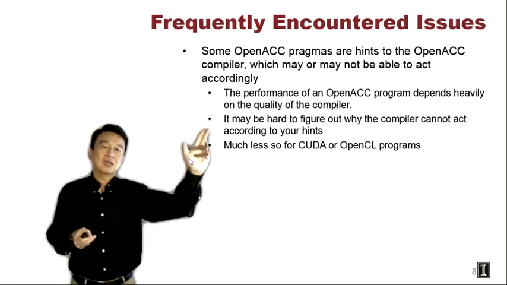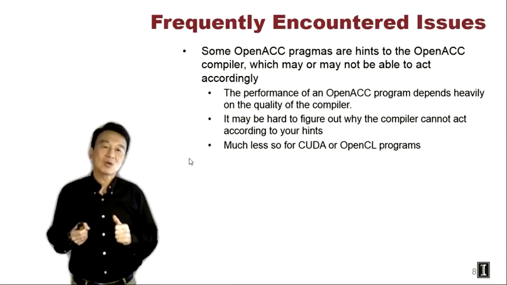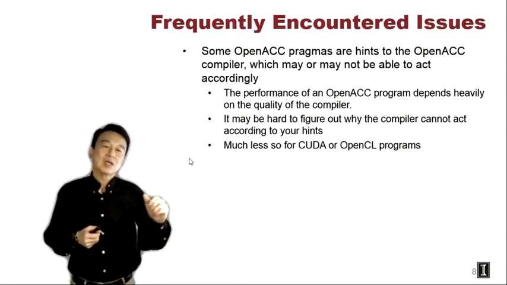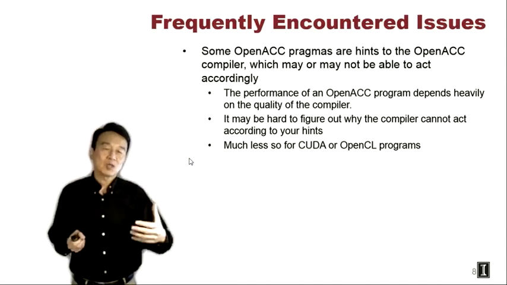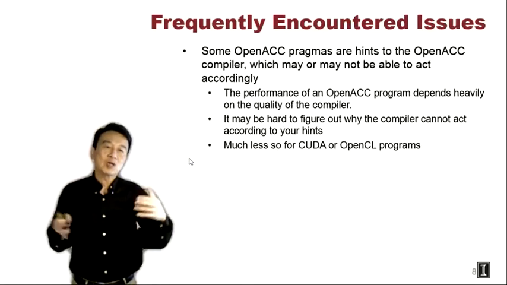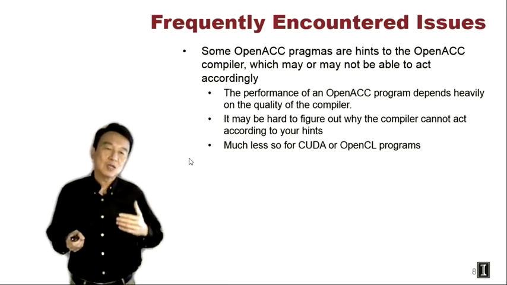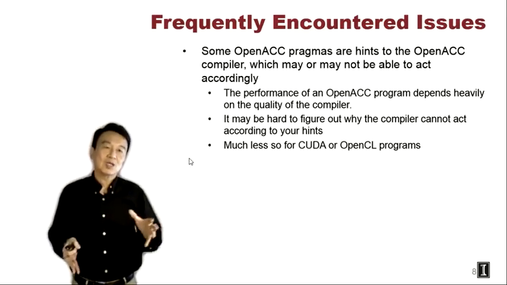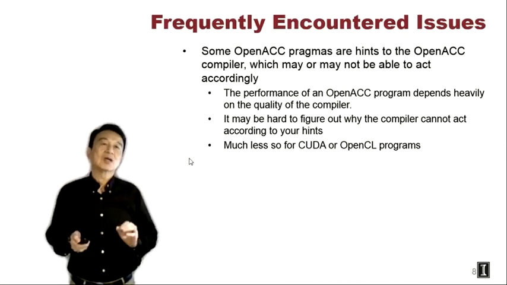And when these situations happen, it may be hard to figure out why the compiler cannot act according to your hints. This kind of situation happens much, much less in CUDA and OpenCL programs, because as a programmer, you're doing all the work. So you have much more control over exactly what's happening at runtime. But since OpenACC goes through the compiler and has the compiler do a lot of the code generation work, whenever something fails in that process, oftentimes it can be very hard for a programmer to figure out why the compiler failed to deliver that performance.